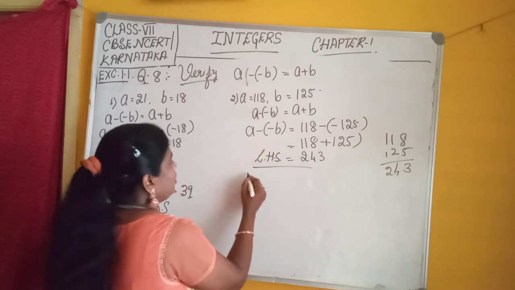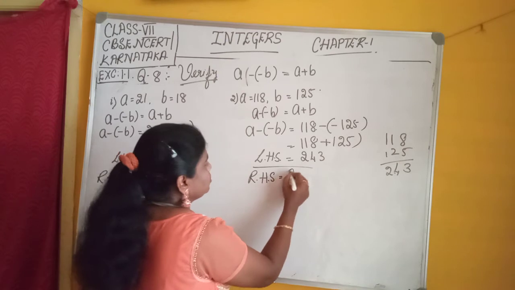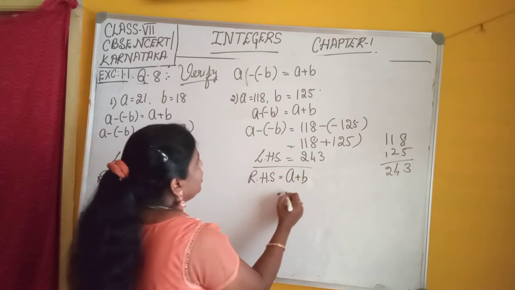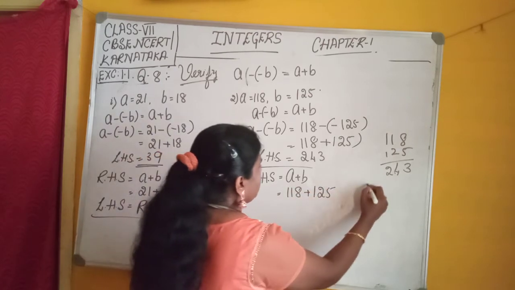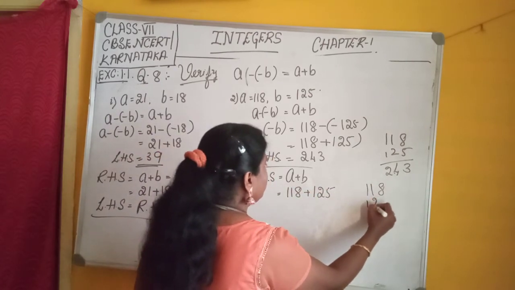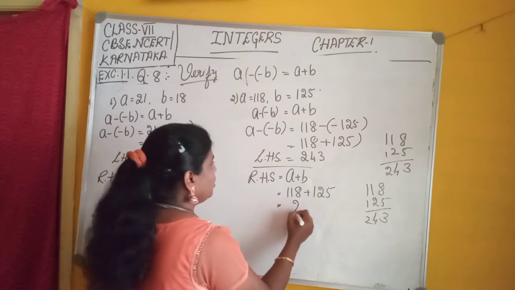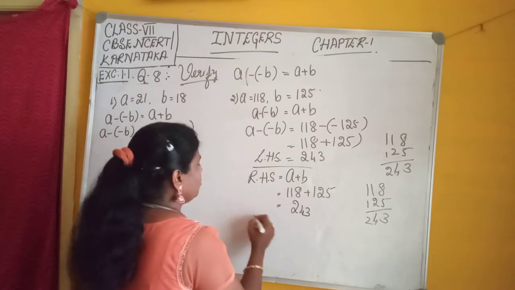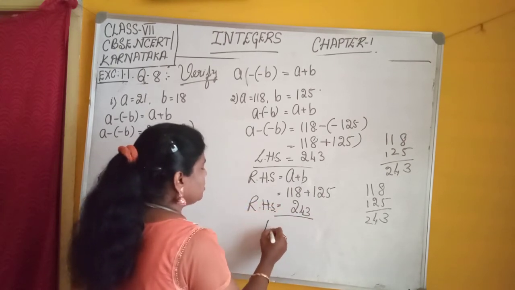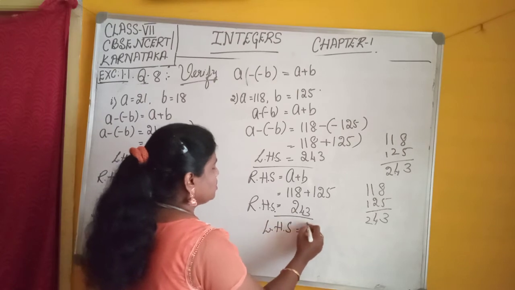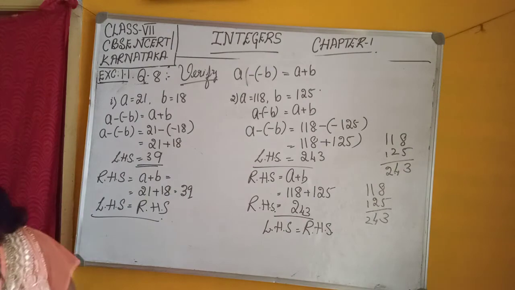If you check for RHS, RHS is equal to A plus B. The value of A is 118 plus 125. Here also we got 243. RHS will become 243. Therefore LHS is equal to RHS. It's verified. Take the next problem.